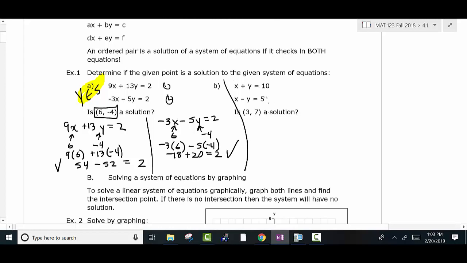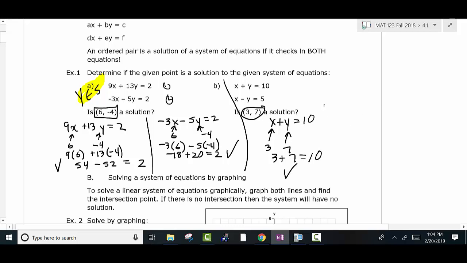The next one's easier. The arithmetic's less intense. So again, I'm going to take the first equation, and I'm going to plug the point in. The point is 3, 7. What comes first is x. What comes second is y. So it looks like that checks. That's just 3 plus 7 equals 10. So that checks, it works there.